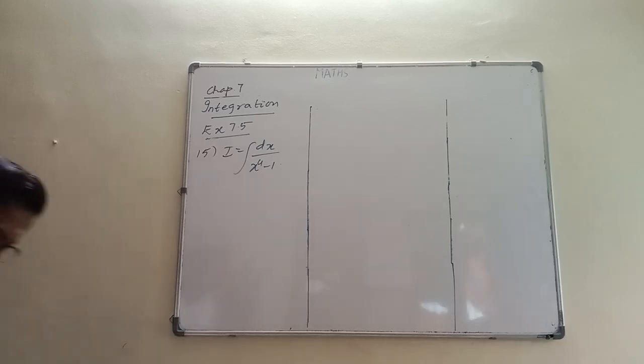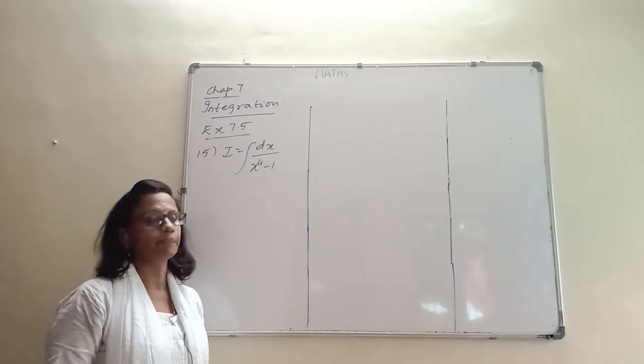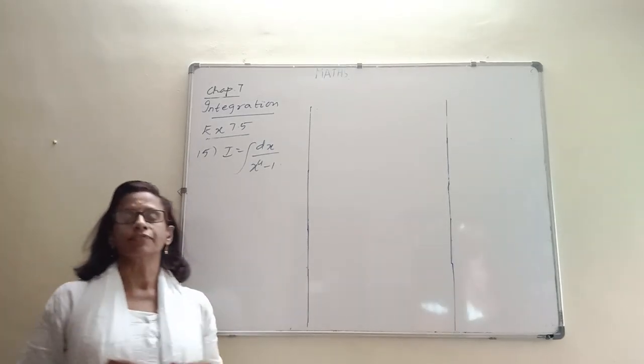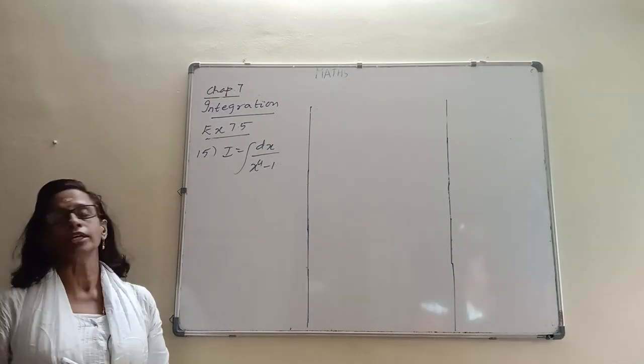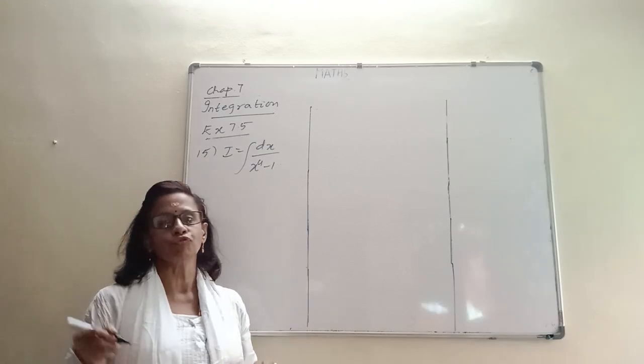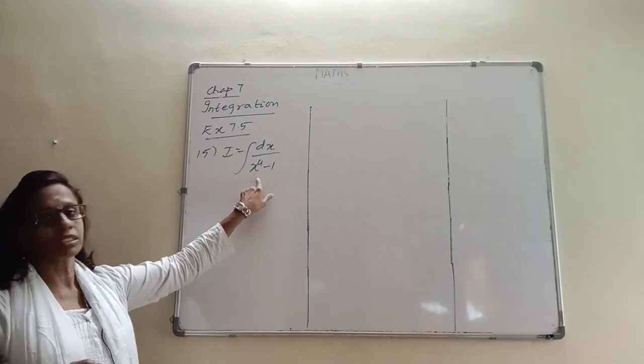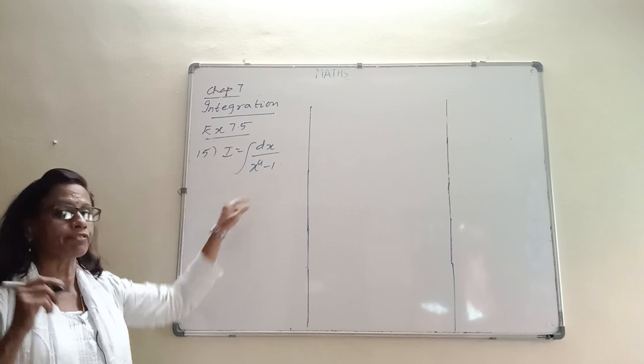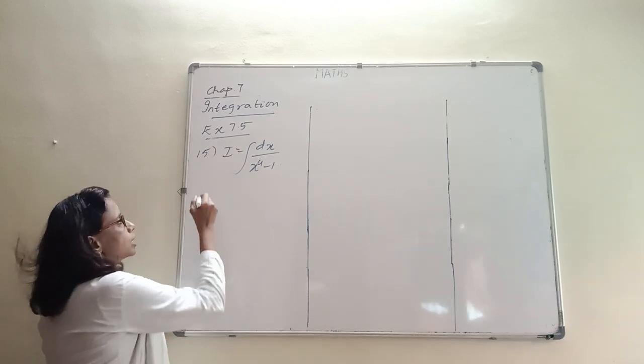Hello folks, we are once again back with this next problem, problem number 15 of this exercise 7.5. As you see it on the board, it is the integral of dx over x raised to 4 minus 1. Now this we can break into factors, so let's break it into factors and then analyze how the substitution could be.